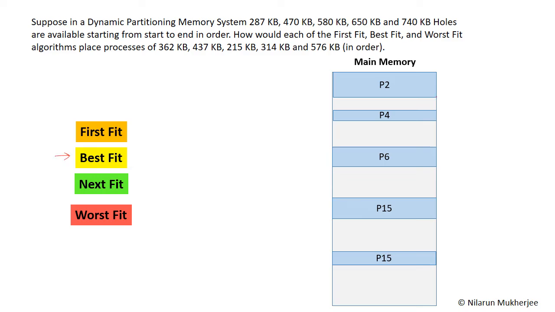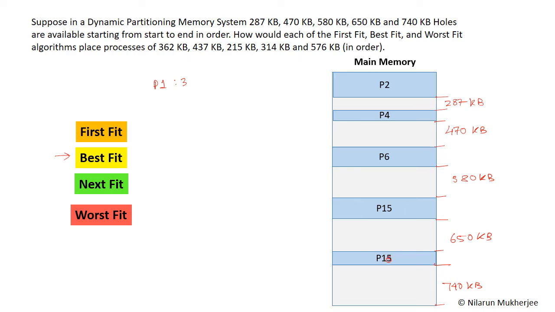Next, the algorithm to study is the best fit. So this is 287, this is 470 kb, this is 580 kb, this is 650 kb, and this is 740 kb.